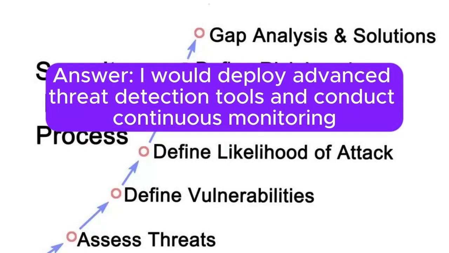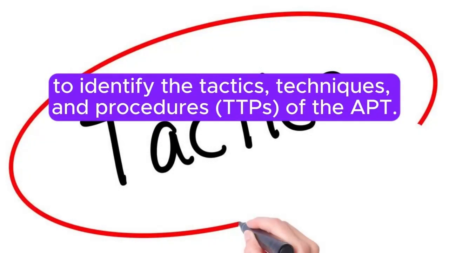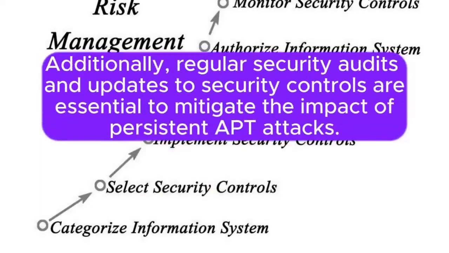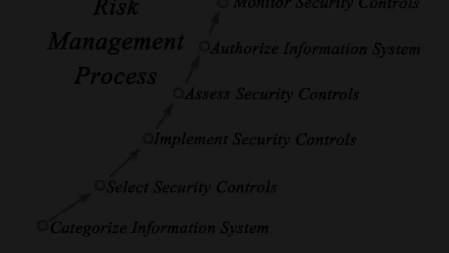Answer: I would deploy advanced threat detection tools and conduct continuous monitoring to identify the tactics, techniques, and procedures, TTPs, of the APT. Collaborating with threat intelligence sources, isolating compromised systems, and implementing threat hunting techniques would be crucial. Additionally, regular security audits and updates to security controls are essential to mitigate the impact of persistent APT attacks.